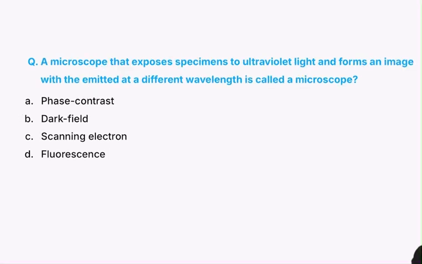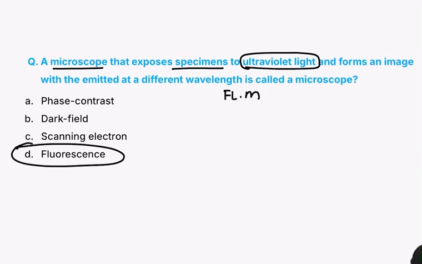The next question is a microscope that exposes the specimens to ultraviolet light. I know that's a fluorescent microscope anyway, so I mark that as an answer, but still they say it forms an image emitted at a different wavelength. Yes, the principle is that shorter wavelength is converted to longer wavelength, everything going for fluorescent microscope.